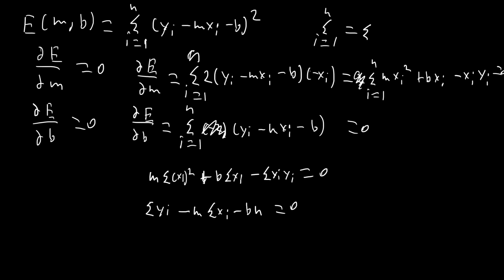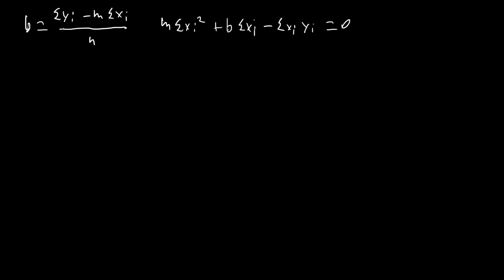So solving in this second equation for b, we're going to get that b equals the sum of yi minus m times the sum of xi all over n. So we already used that first equation, so I'm just going to go ahead and only copy down this second equation here. Just using substitution right here, we can go ahead and multiply everything out.